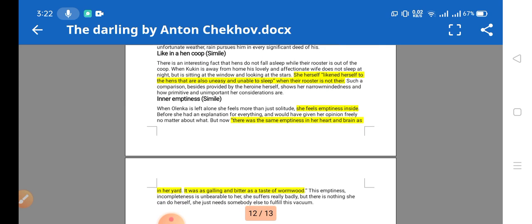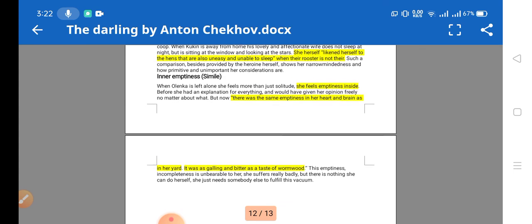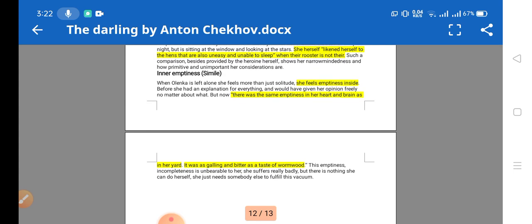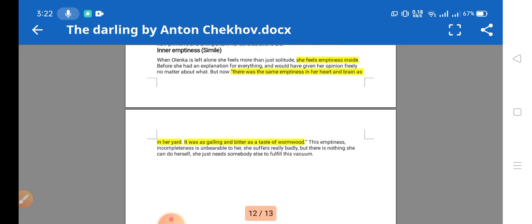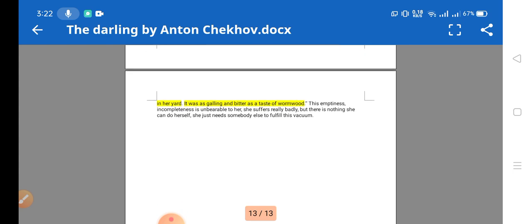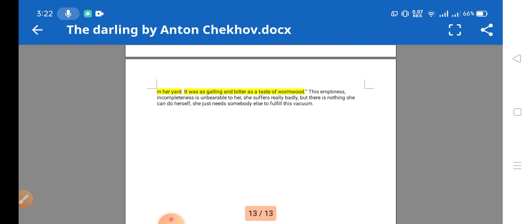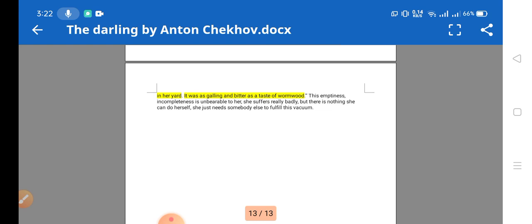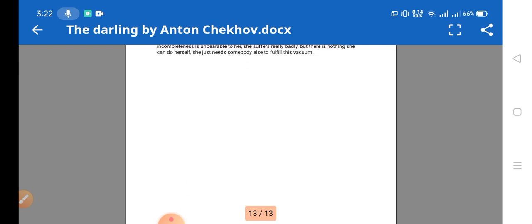And we'll see inner emptiness as a simile used here. When Olenka is left alone, she feels more than just solitude, she feels emptiness inside. Before, she had an explanation for everything and would have given her opinion freely, no matter what about, and now there was the same emptiness in her heart and brain as in her yard, and it was as galling and bitter as the taste of wormwood. So it is described here, and we'll move on.